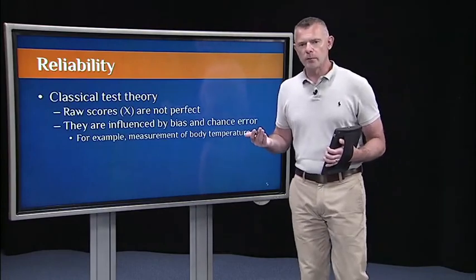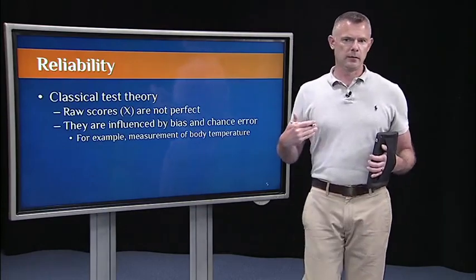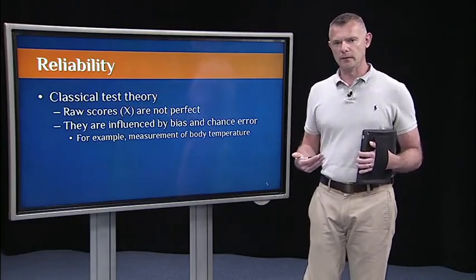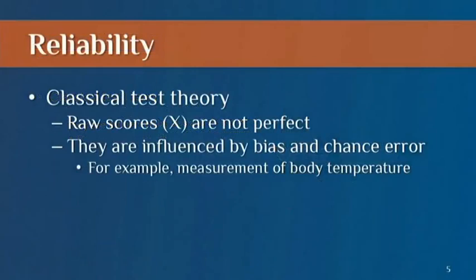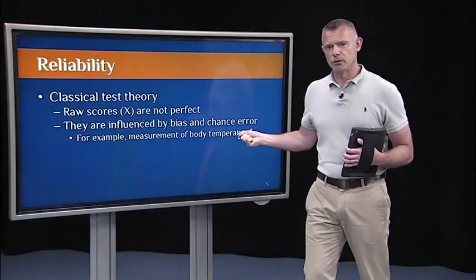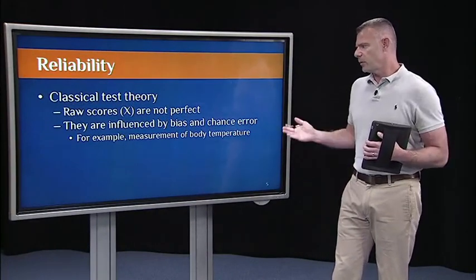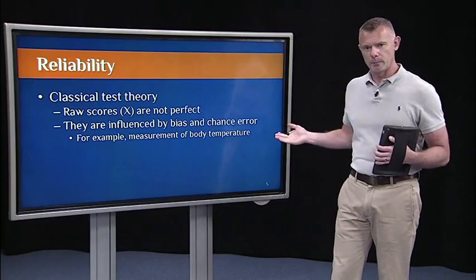So these raw scores I've been talking about, that I've been giving the letter X to, they're never perfect in the social sciences. They're influenced by bias. They might be just influenced by chance error. They're influenced by all sorts of factors. They're never perfect assessments of whatever construct it is we're setting out to measure. Even body temperature, which is a pretty concrete example, is susceptible to bias and chance error.